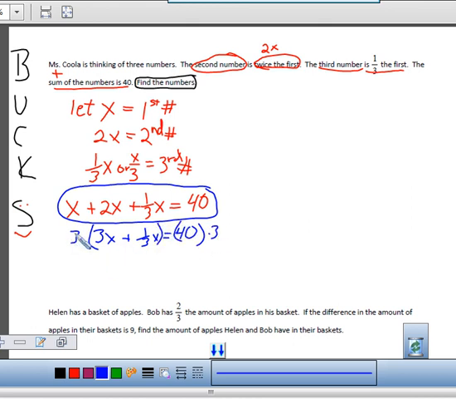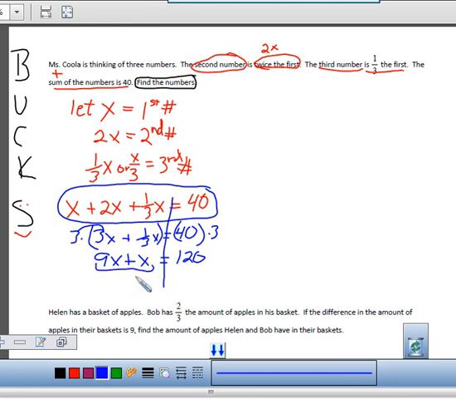And when I do, I get 3 times 3x, which is 9x. 3 times 1/3 x, and this is why I'm multiplying by 3, so I can get rid of that fraction. So I'm multiplying by that denominator, and I get 1/3 times 3 is 1, so 1x or x. And then 3 times 40 is 120. Why did I have to multiply both sides? Well, because what you do on one side of an equation, you got to do on the other.